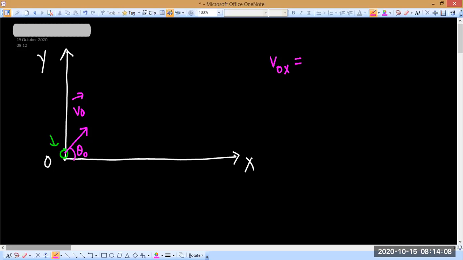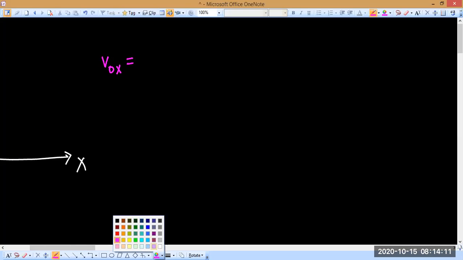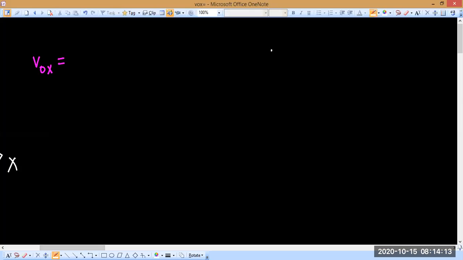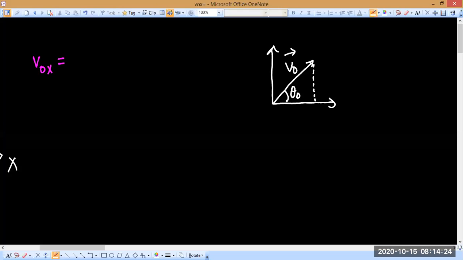Now, making components is like the livelihood of physics students. If you have got a vector, components are extremely important. This is that v0 vector, right? And here is the angle theta 0. I want to make its components. So can you tell me what will be its x component? Can you tell me what will be v0x? Everyone, use this triangle, use your trigonometry skills. Come on. Can you tell me what this x component is equal to? Come on, hurry up.